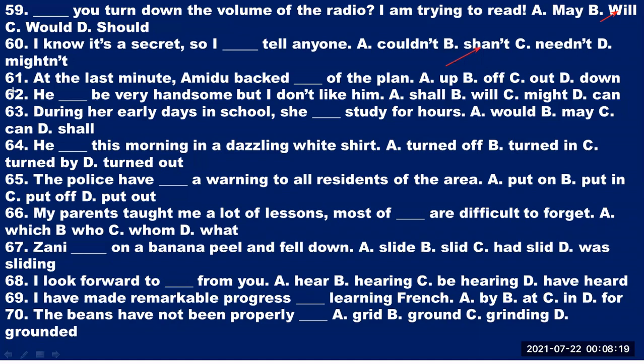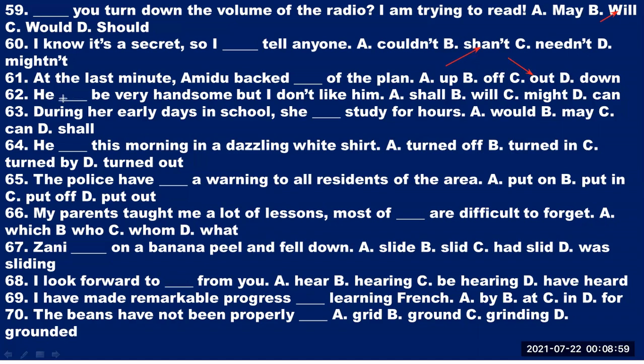Question number 61, at the last minute, Aminu back dash of the plan. So we have to pick the preposition that collocates with back and also collocates with of. Can we say Aminu backed up of? No, it doesn't fit in. Aminu backed off is completely unacceptable. Aminu backed out is correct. All right, backed out of the plan. You can back out of the plan. Backed down of is really not appropriate.